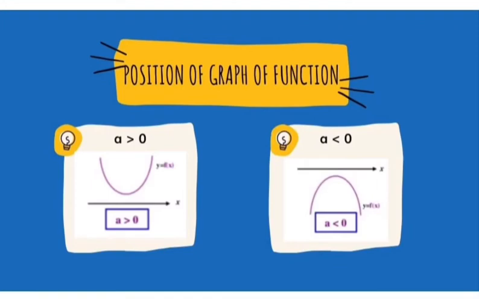And for the graph on the right side, since a is less than 0, the graph will always be below the x-axis since the function is always negative. However, the graph will not touch the x-axis.